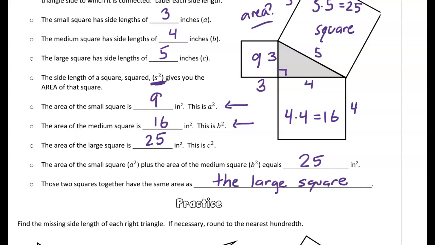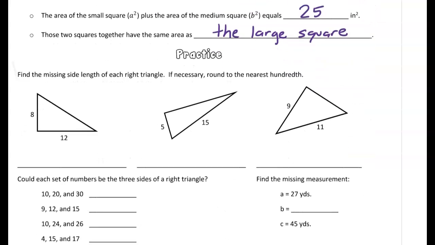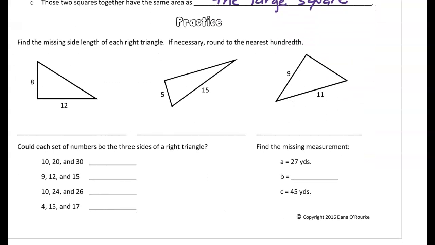All right, so the rest of your assignment is going to be finishing these problems, finding the missing side lengths, and determining whether or not the sets of numbers are right triangles. And when you're done with this, you can turn it in and finish if you have any more ALEKS to do.